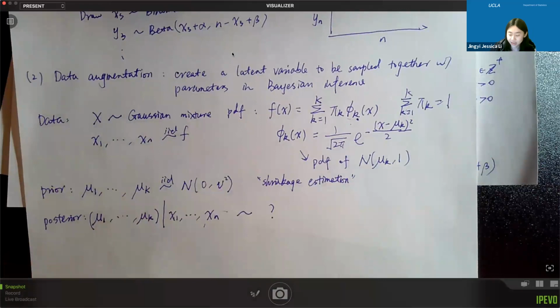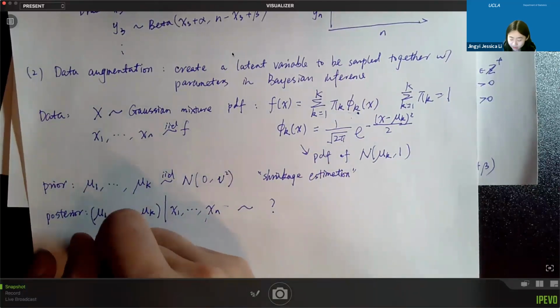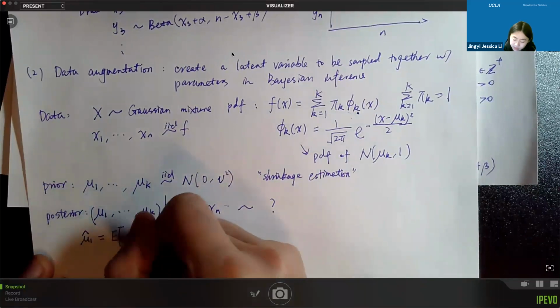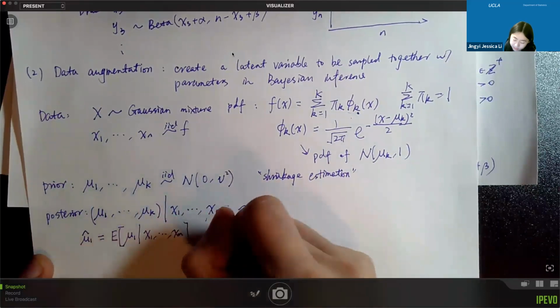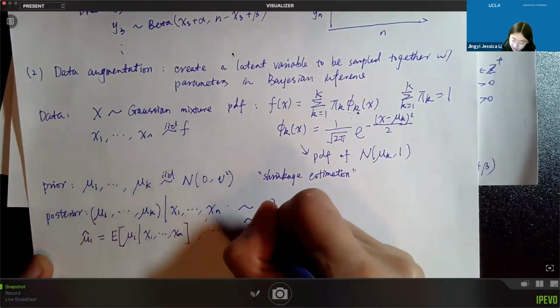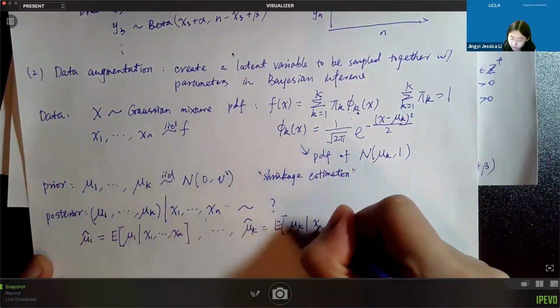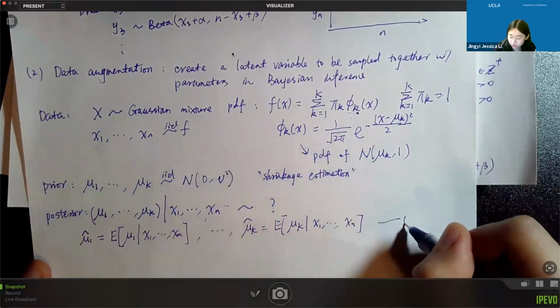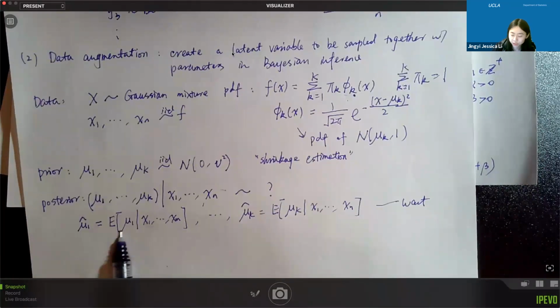And with that distribution, I can talk about the posterior mean. So I will have mu1 hat to be the posterior mean of mu1 given x1 to xn, and then mu hat k to be the expectation of mu k given x1 to xn. That's what I want to have. This is what I want to achieve using Bayesian inference. But of course, I need the posterior distribution.